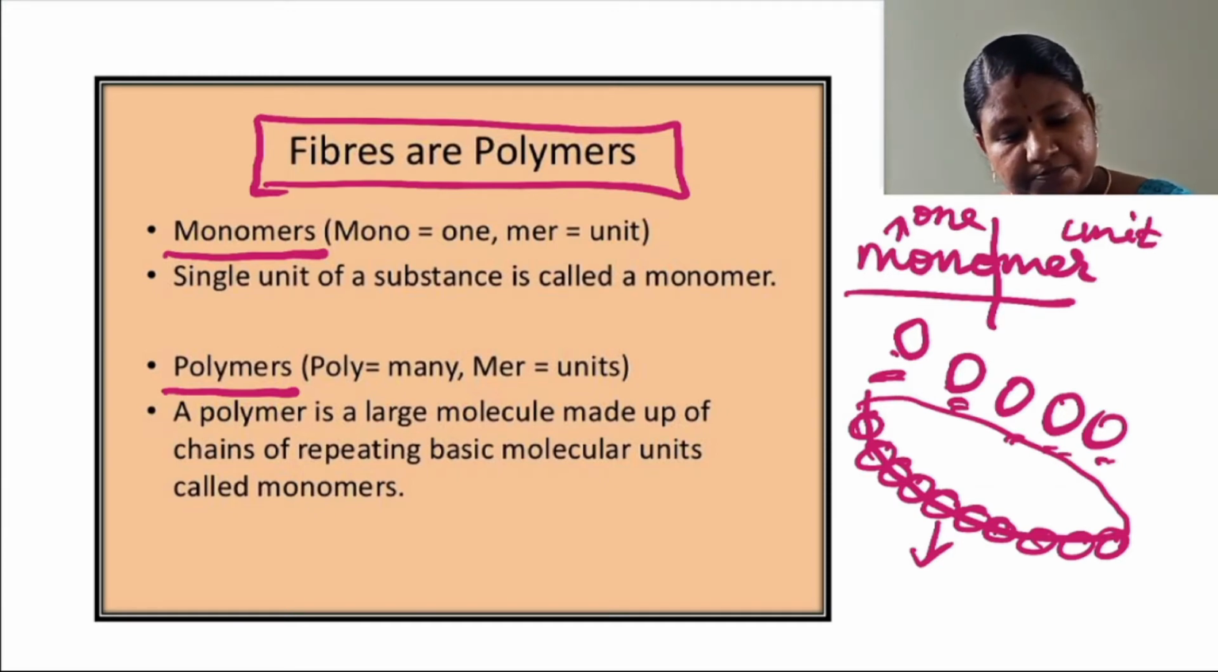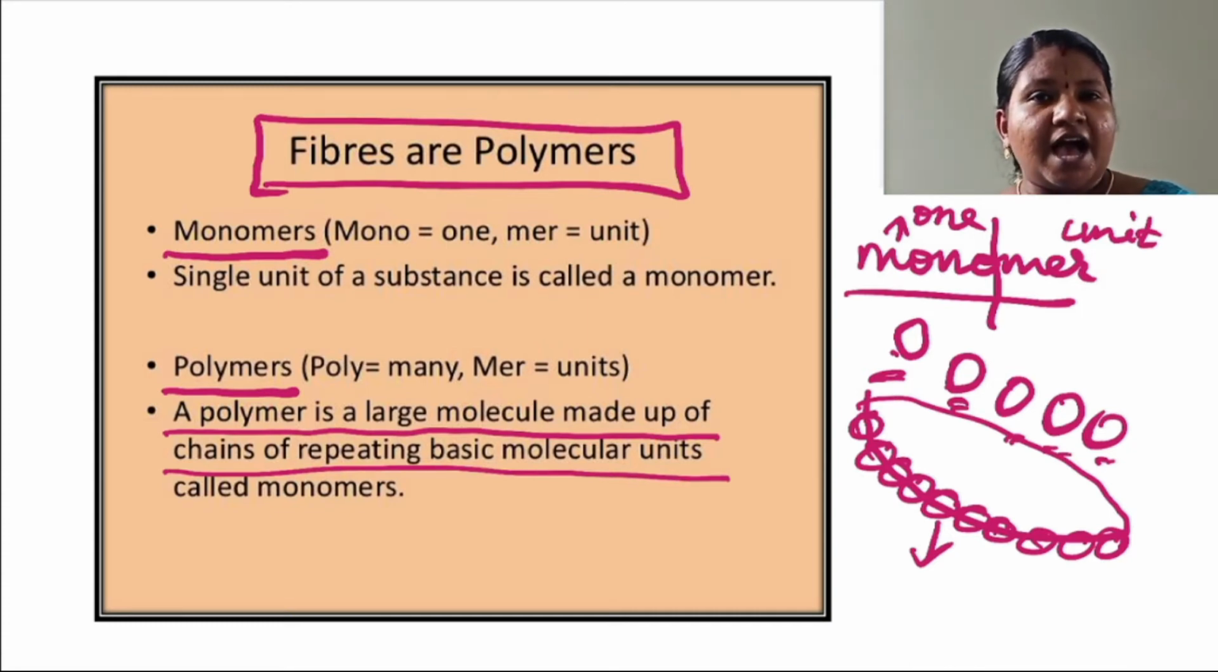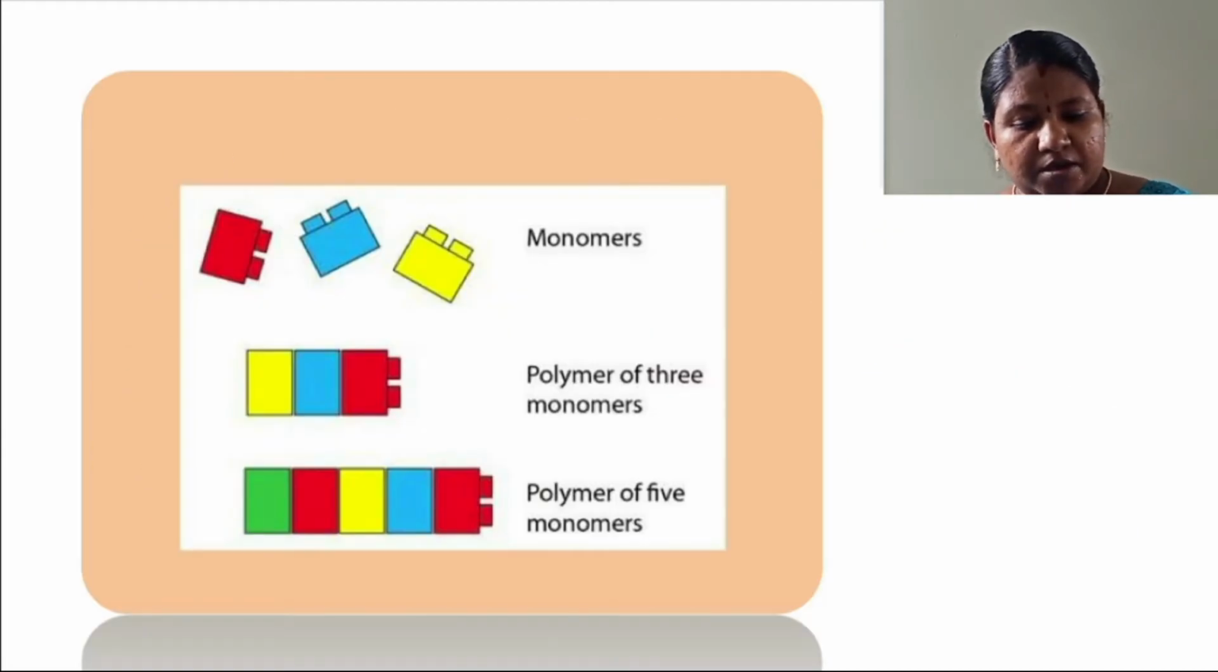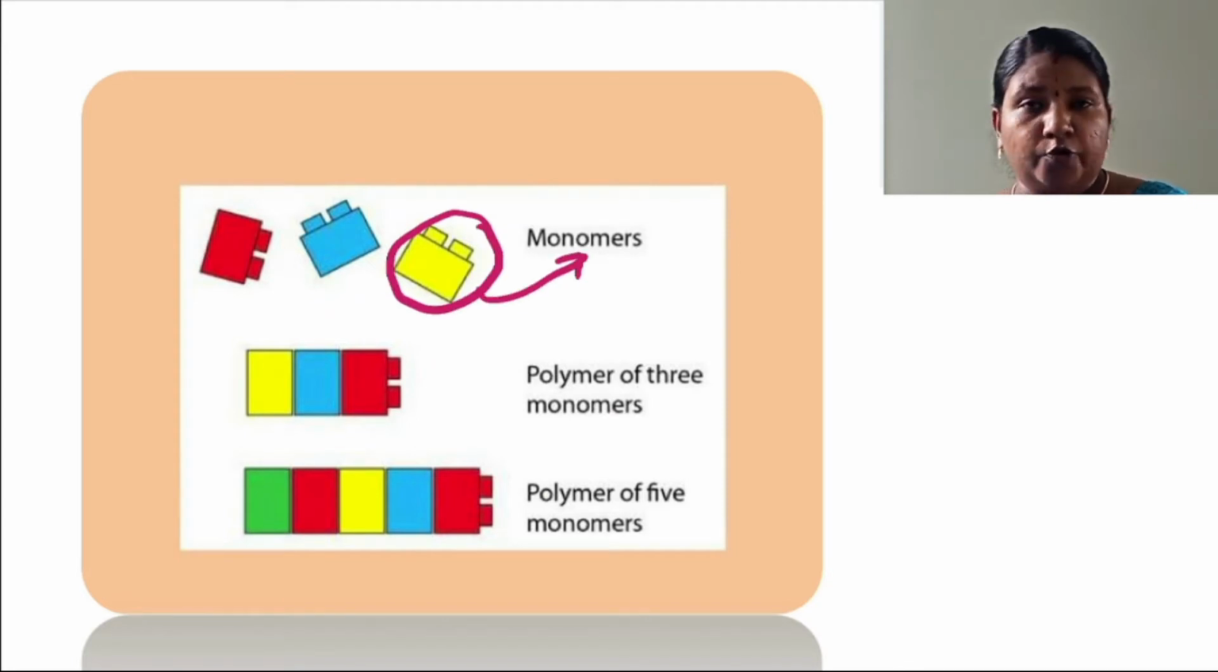Fibers are polymers. A polymer is a large molecule made up of chains of repeating units. What do you mean by repeating? Again and again, similar units are joined together. It gets repeated. These basic molecular units are called monomers. We can imagine this in a better way by seeing this picture. You are well familiar with these building blocks, isn't it? Each unit is nothing but a monomer. So how many monomers do we have here? 3 monomers. 1, 2, 3.